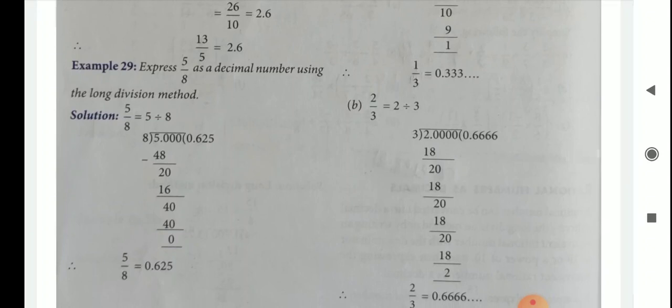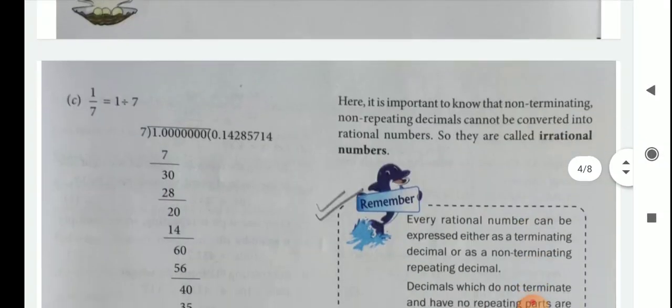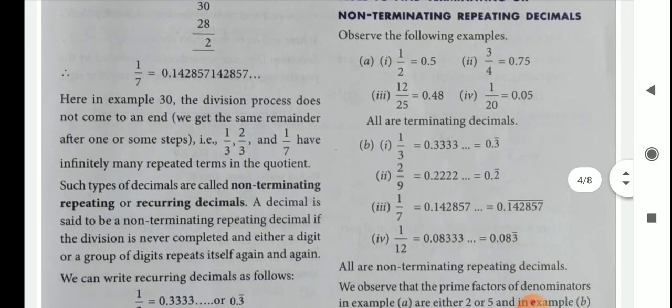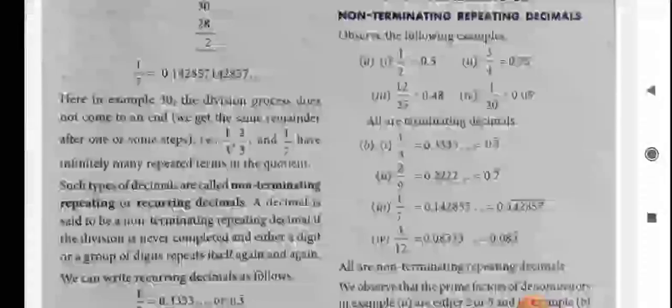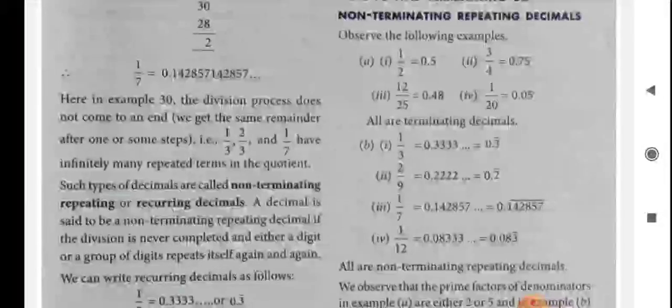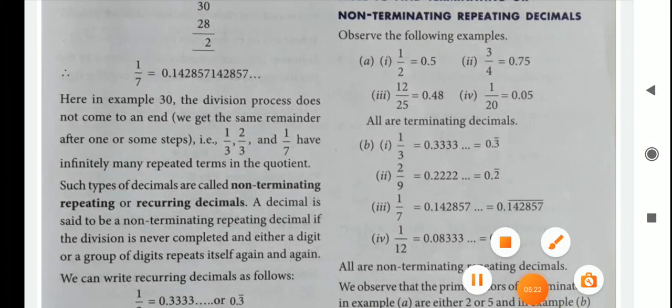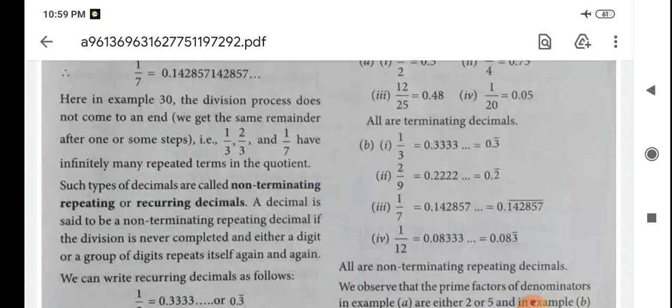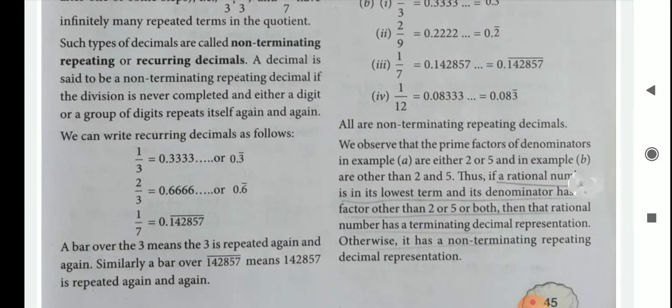Here B bit also you see, then C bit also you see. So these decimals are non-terminating repeating or recurring decimals. Here it is written, a decimal is said to be a non-terminating repeating decimal if the division is never completed and either a digit or a group of digits repeats itself again and again. Okay, clear?